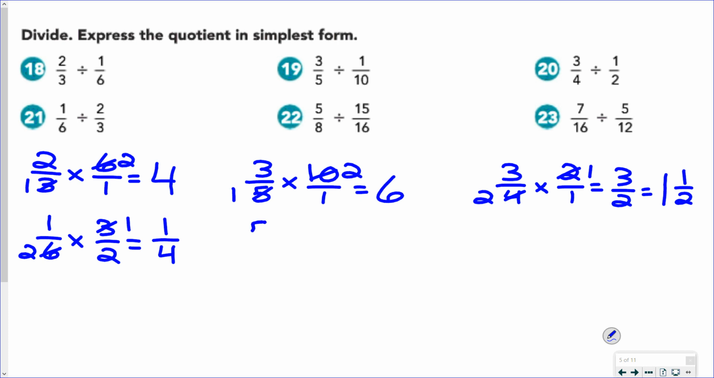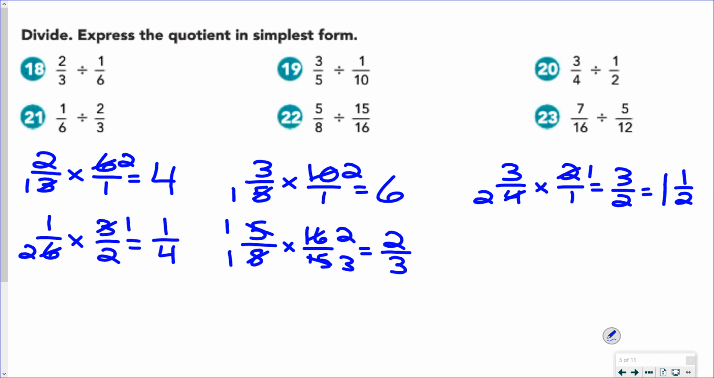Number 22, we would make that 5/8 times 16/15. Divide both of those by 5 to get 1 and 3. Divide both of those by 8 to get 1 and 2. 1 times 2 is 2. 1 times 3 is 3. So we'd have an answer of 2/3.